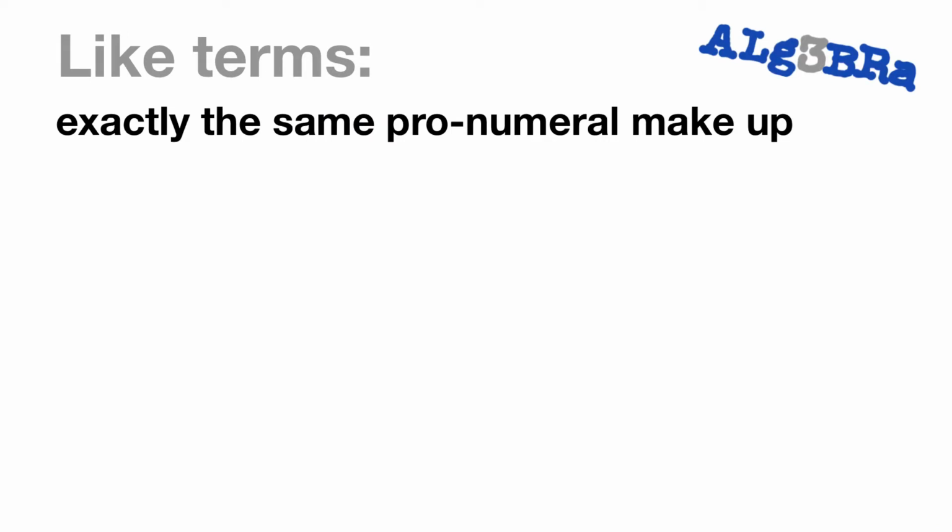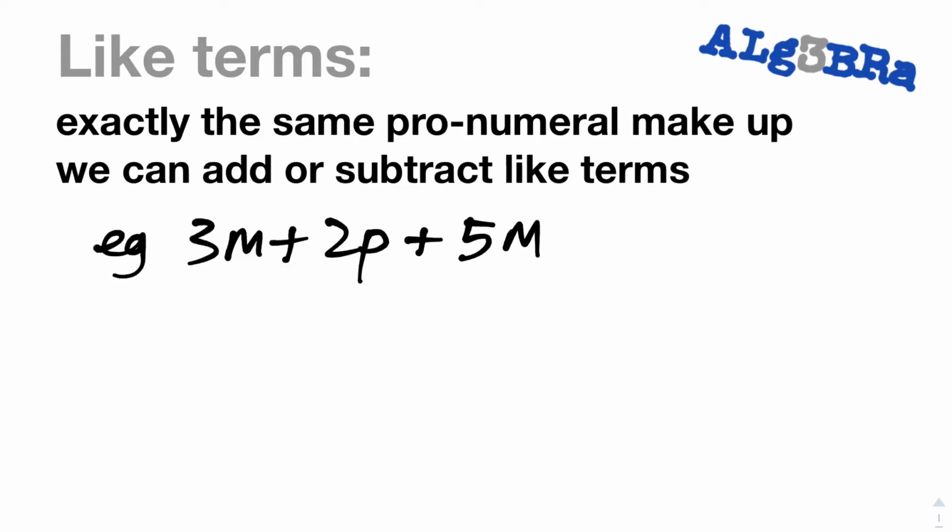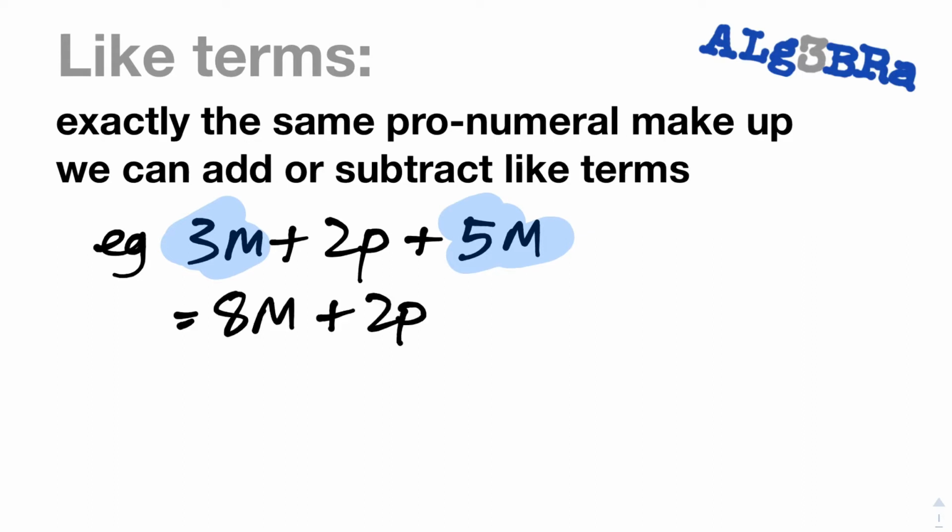In algebra, like terms have exactly the same pronumeral makeup. We can add or subtract like terms. So here in this example we have 3m and positive 5m, which we can add. So we'll end up with 8 lots of m plus 2p as our answer. This can't be simplified further because they aren't like terms.